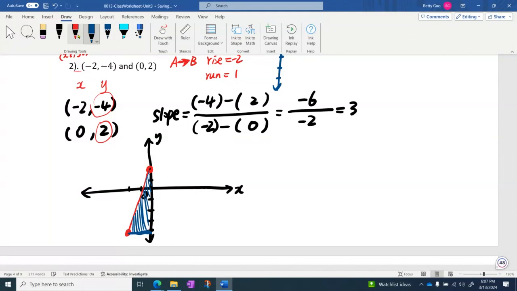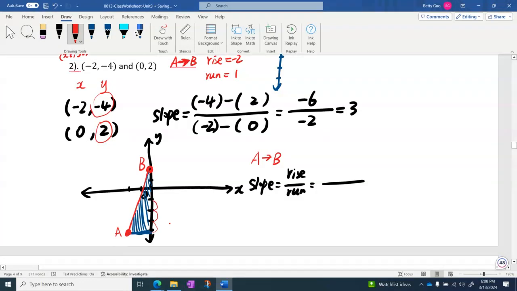This is a right angle triangle. And we label one point as A, the other as B. It doesn't matter the order. I consider from A to B. Slope is rise over run. From A to B, rise is positive, right? Because from A to B, we are getting higher. Yeah, we go up. How many units up from A to B? We can count it here. 1, 2, 3, 4, 5, 6, right? So rise is 6.